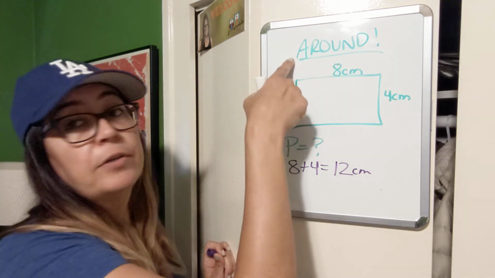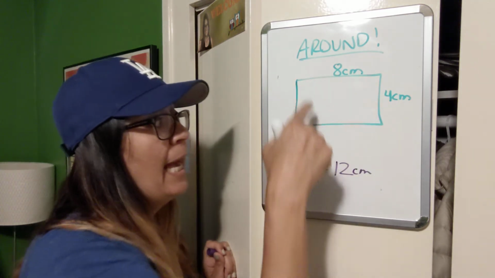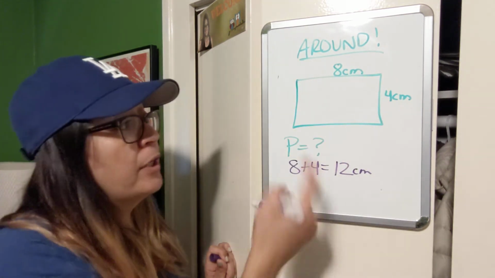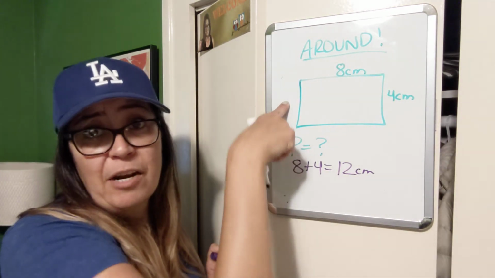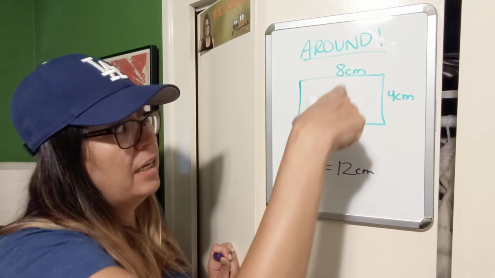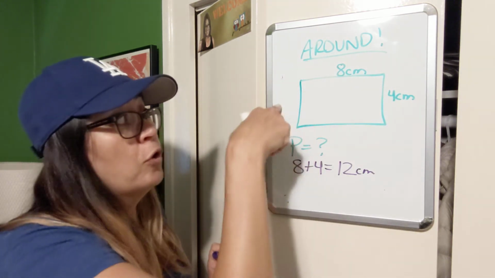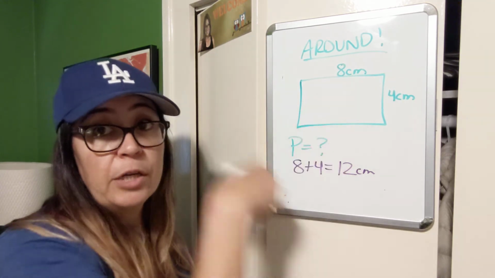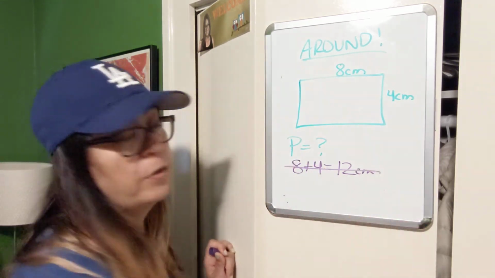Remember, guys, if perimeter's distance around, you got to go all the way around. And you might say, but what should I do? There's no measurement there and there's no measurement there. But our common sense and our math knowledge tells us that if that's 8, that's going to be 8. And if that's 4, that's going to be 4. So make sure you include those 2 numbers in your final answer. Okay, that's one mistake I see. So we don't want to do that.